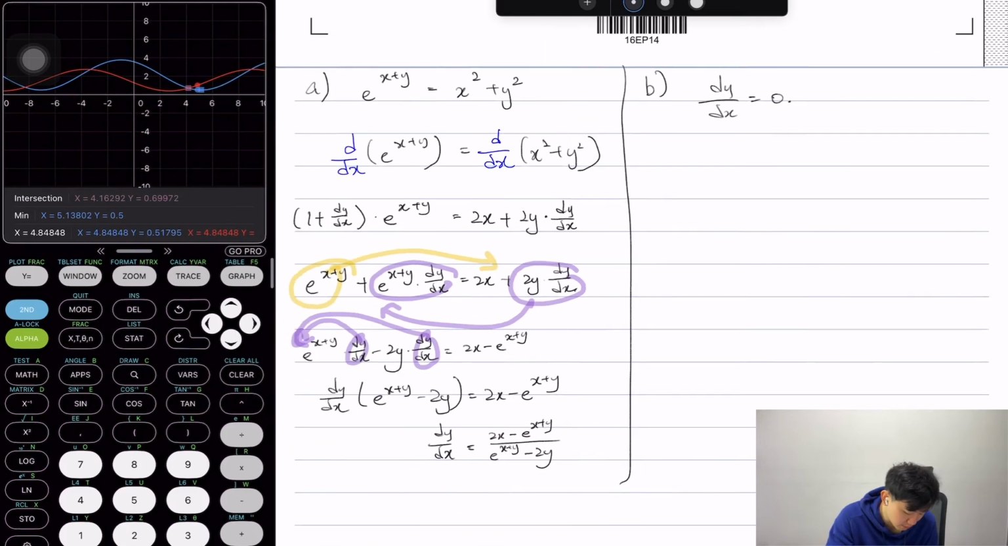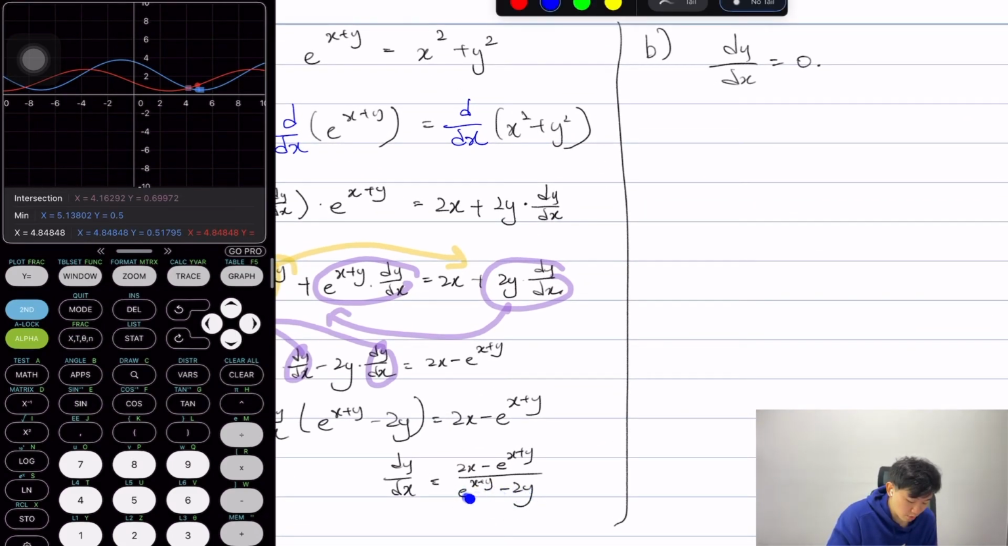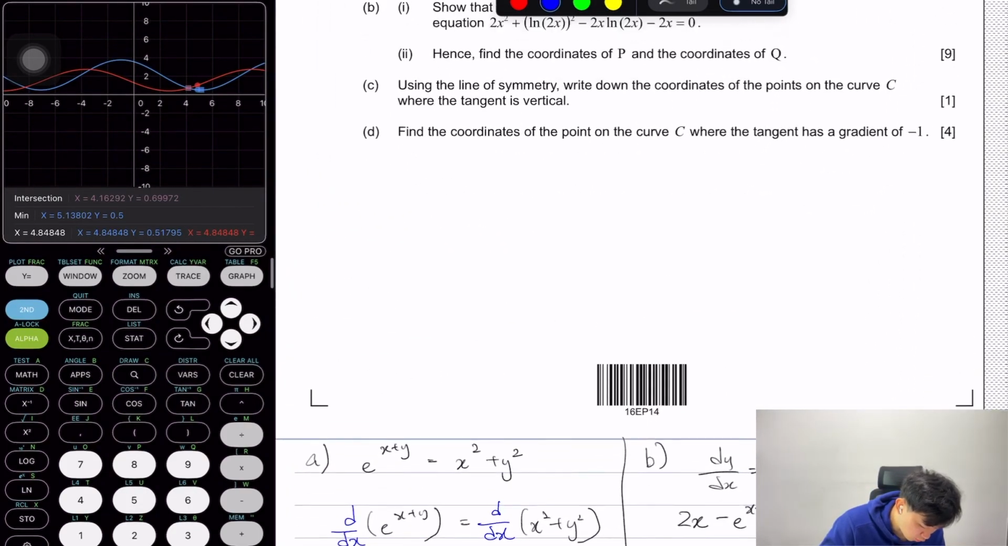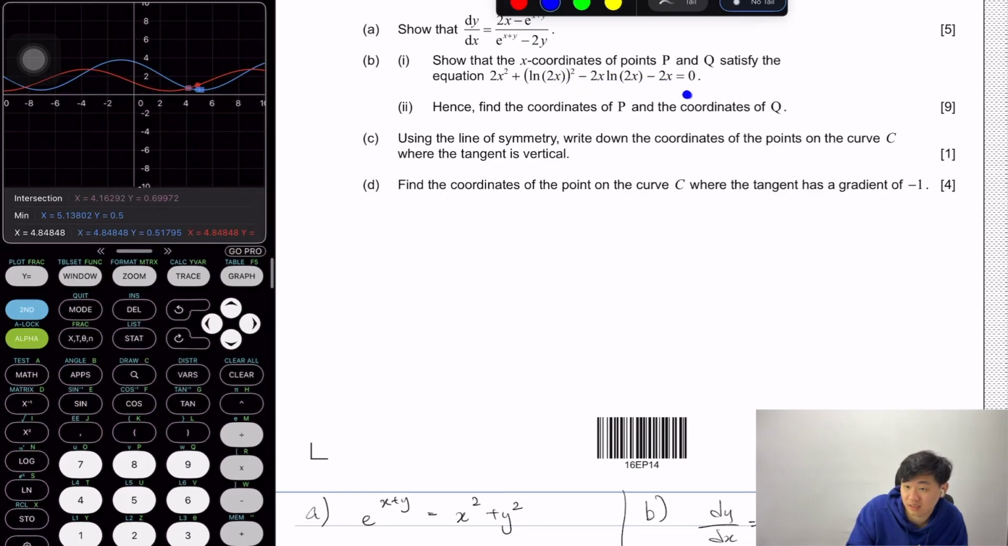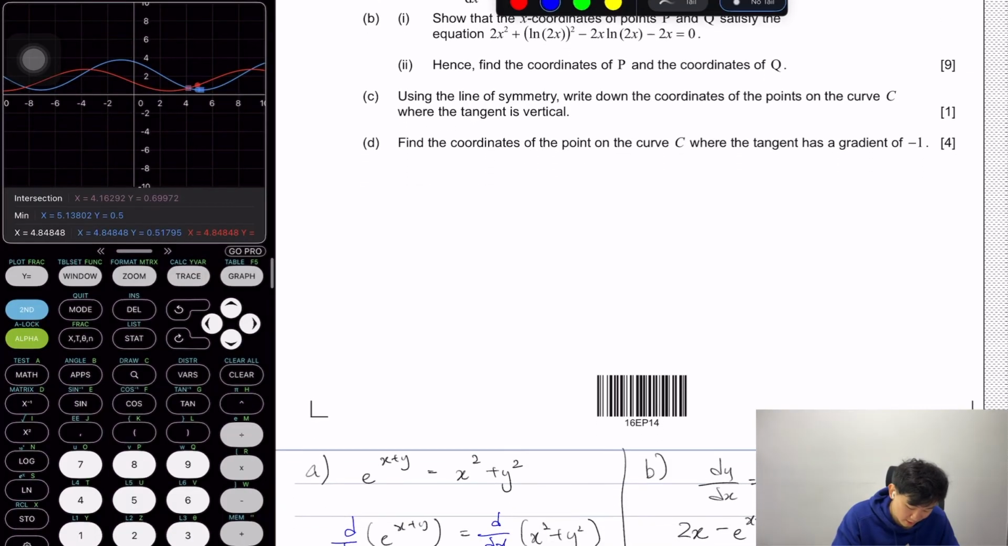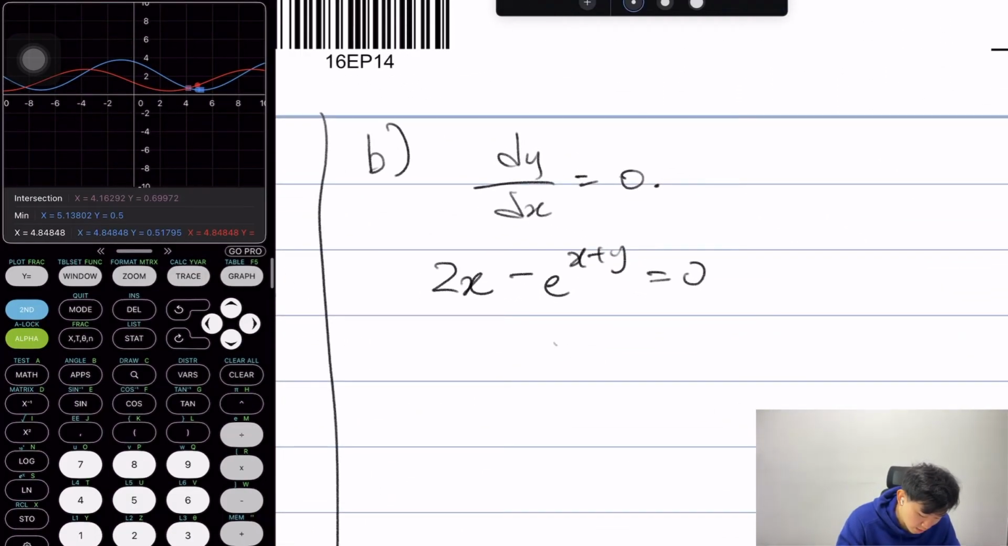When we make dy/dx equal to 0, the bottom is no longer applicable, because both sides multiply by it and then it's gone, right? So we can directly write 2x minus e to the power of x plus y equals 0. The problem is we need to show exactly what is in this particular format, where we see no y's. So what can we do? We just write 2x equals e to the power of x plus y. There's nothing else we can do.